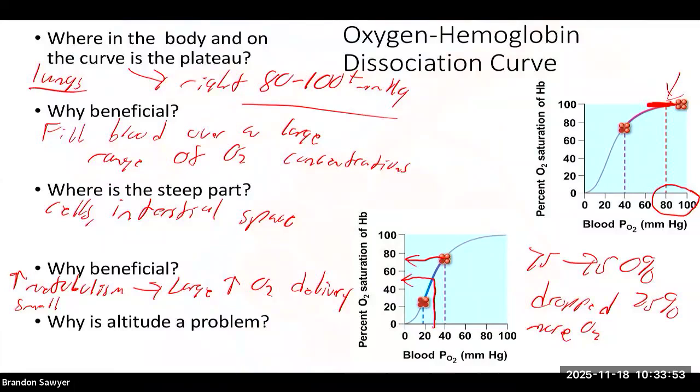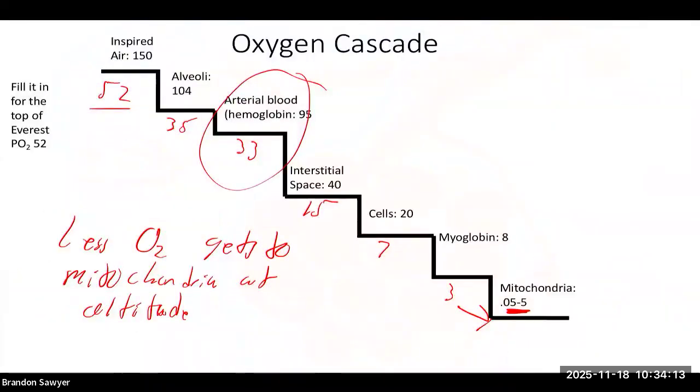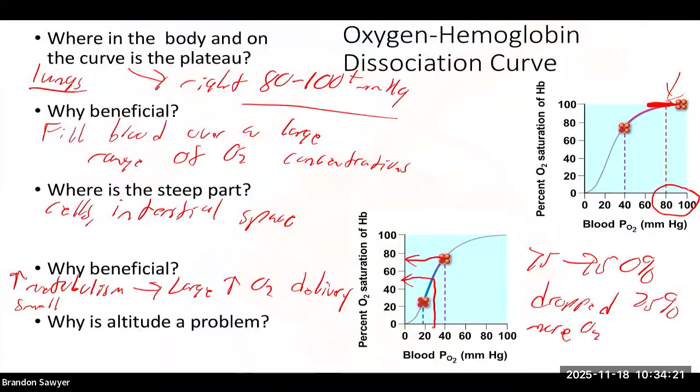Okay, altitude's a problem. We've already gone through that quite a bit because we're decreasing the amount of oxygen overall that gets into our cells. And at real high altitudes, we're moving out of that plateau. Let's go back to our oxygen cascade here. Instead of being at 95 in the blood, we're at around 35, maybe 33. Let's look where we would be there. If we were at 35, that's pretty much where we just drew the line.